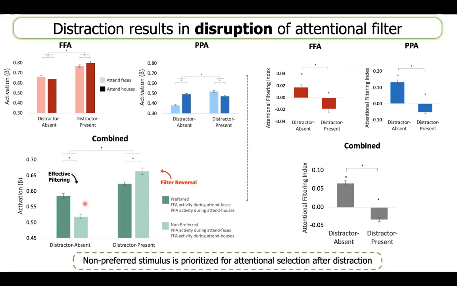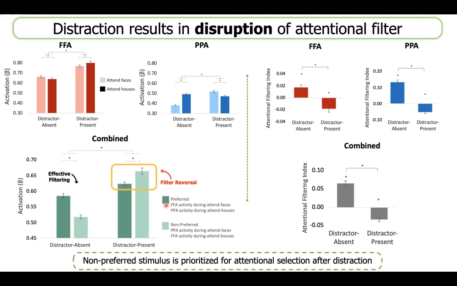On the left, we have overall activation patterns for each of our ROIs, and on the right are the attentional filtering indices for the respective regions. And because we see similar patterns in both the FFA and the PPA, we'll take a closer look at the graphs for the combined ROIs here on the bottom. In the distractor absent condition, we see effective filtering behavior such that activation for the preferred stimulus is greater than that for the non-preferred. So in this case, for FFA in the attend face trials and the PPA during attend houses trials. However, in the distractor present condition, we see a disruption of this filtering activity.